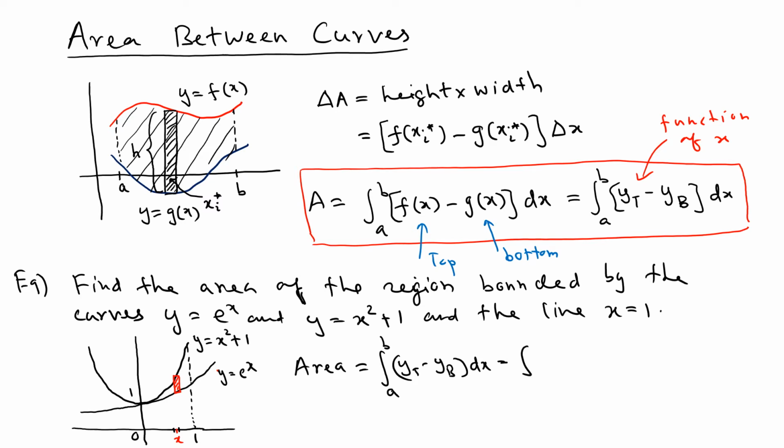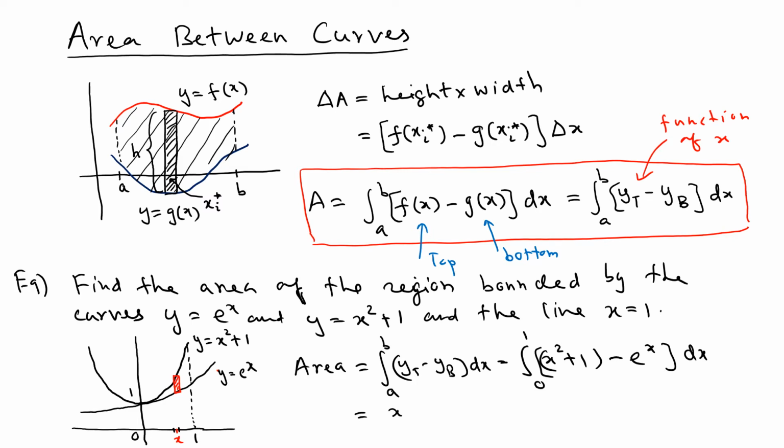So let's put the numbers in now. The starting value a is 0, the ending value is 1. The top curve is x squared plus 1. The bottom curve is e to the x, and then it's a dx problem. You can see everything looks great. It's everything in x, so it's very easy to integrate.